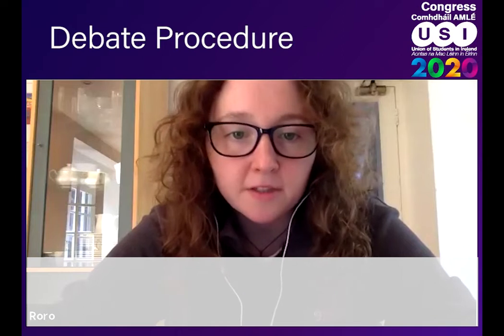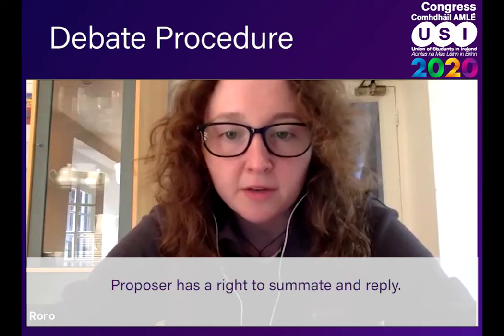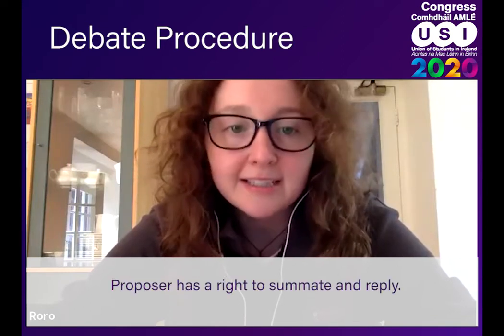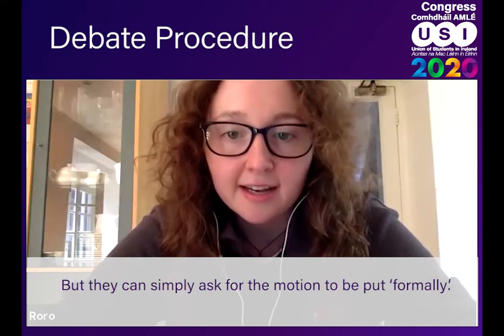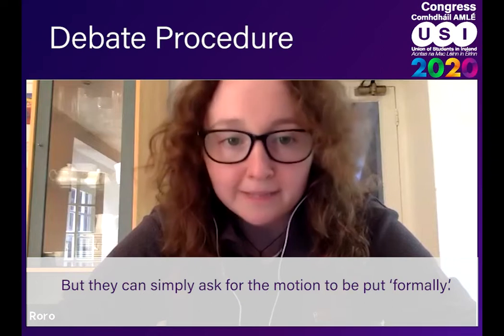When the speeches are finished, the proposer has a right to respond for 2 more minutes, but they can instead indicate that they wish not to speak again. To do that, they ask that the motion be moved formally.